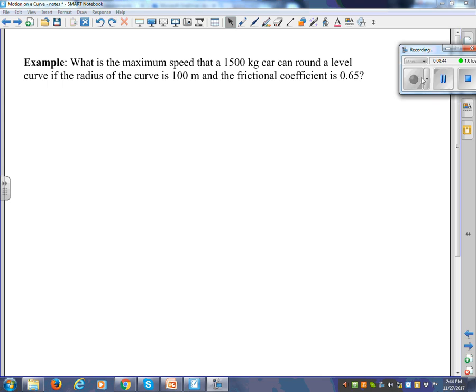Okay, so what is the maximum speed that a 1,500 kilogram car can round a level curve if the radius of the curve is 100 and the frictional coefficient is 0.65? So let's start off by realizing this is an unbanked curve, which means that the centripetal force is provided by the friction force. So let's start with that piece of thinking. That is sort of setting up our thought process. The frictional force is providing the centripetal force.